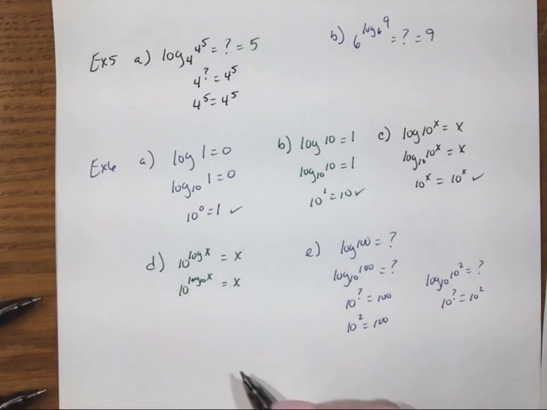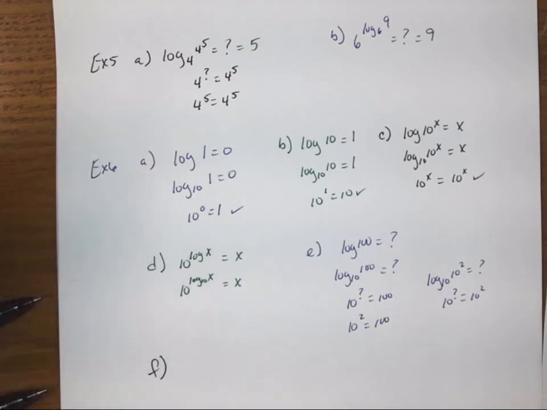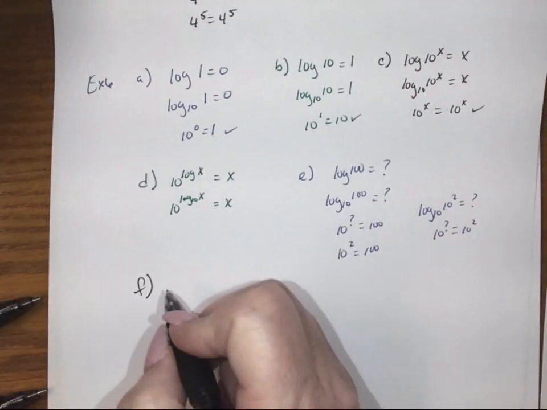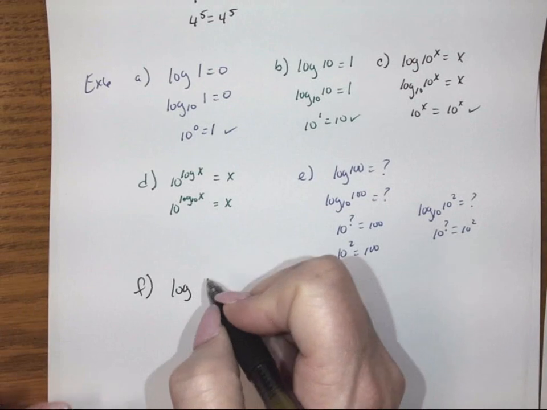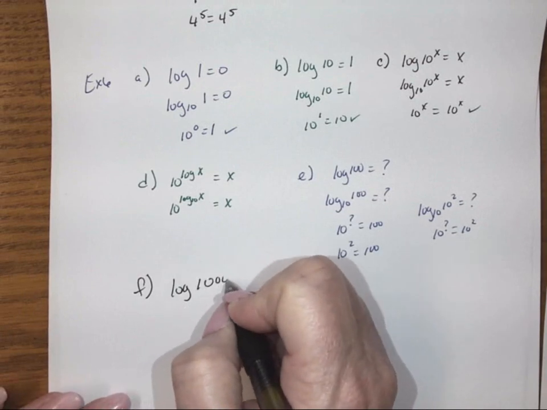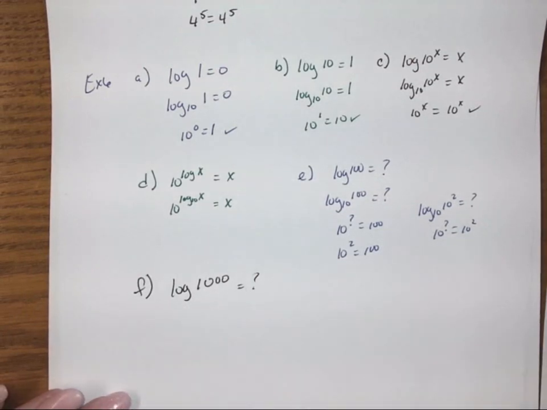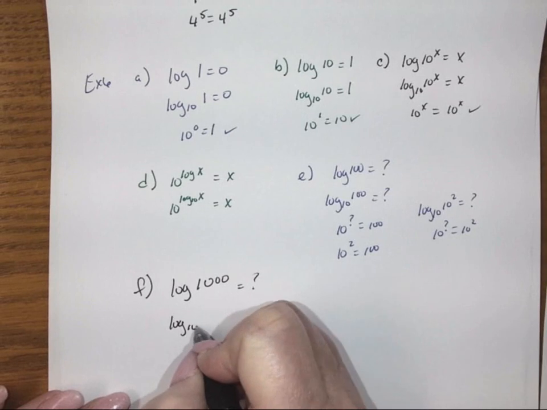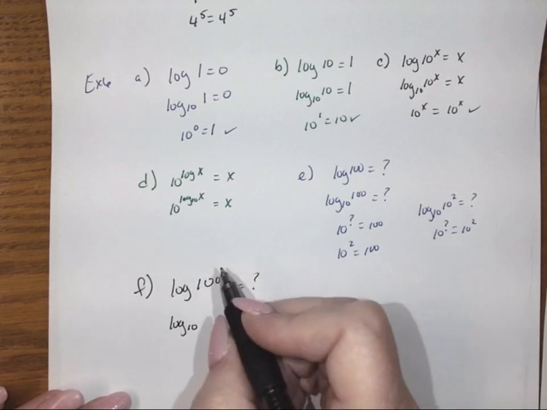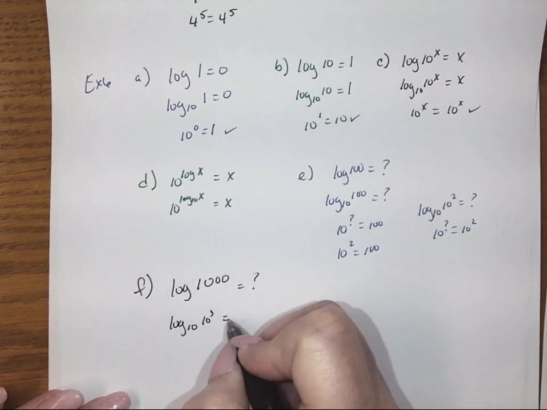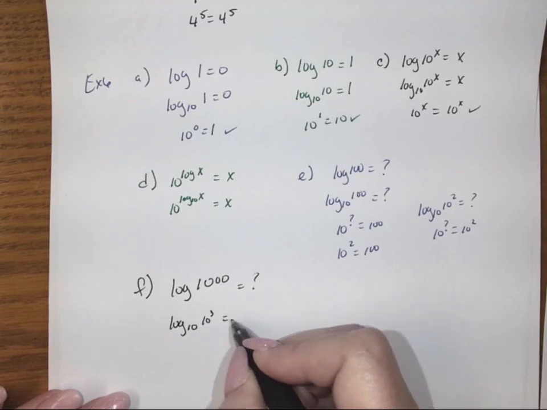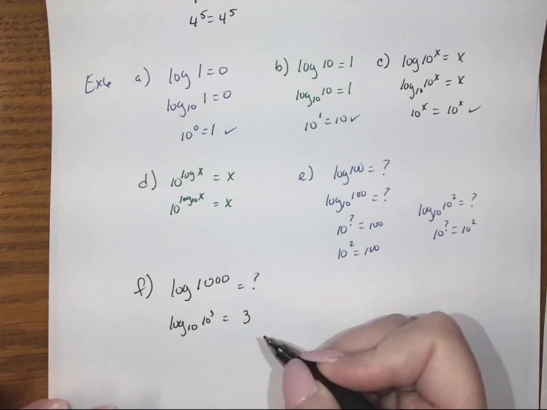And part F, we are looking at log of 1,000 equals what? Well, this is log base 10, and 1,000 is 10 to the third, so that means 10 to what power equals 10 to the third? It will be 3.